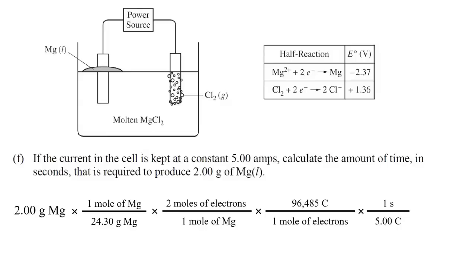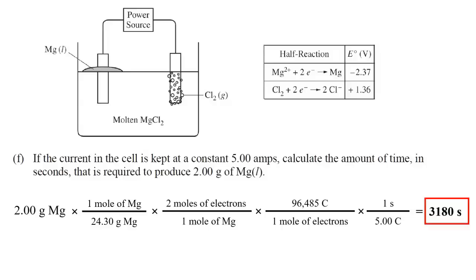So 2.00 divided by 24.30 times 2 times 96,485 and then divided by 5.00. And I get a final answer of 3,180 seconds when I round off my answer to 3 significant figures, based on the fact that 2.00 grams and 5.00 amps have 3 significant figures.